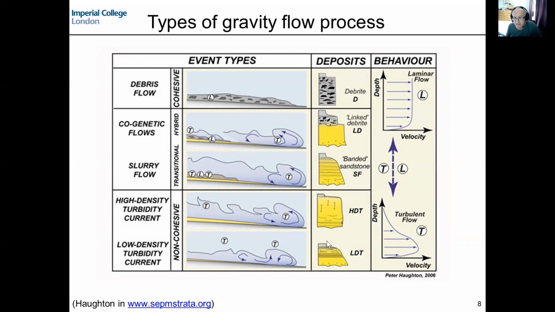So again, the velocity is decreasing upwards. And then the top of the bed is capped by mudstone, and that is the E division of the Bouma sequence. So we get this upward decrease in grain size, and we get a vertical succession of sedimentary structures that record a change from high velocity to low velocity.